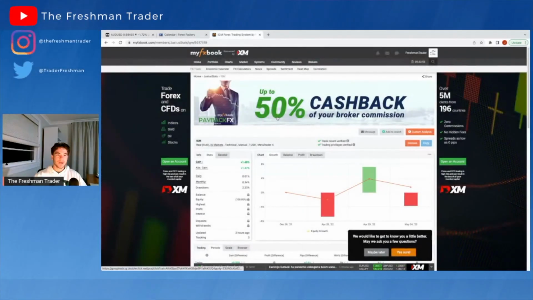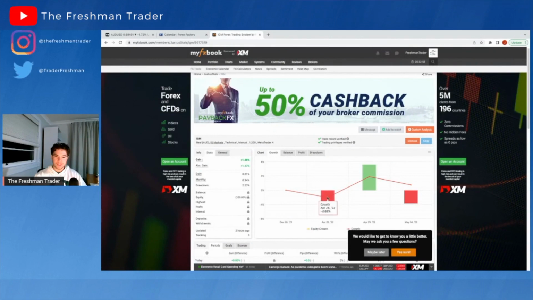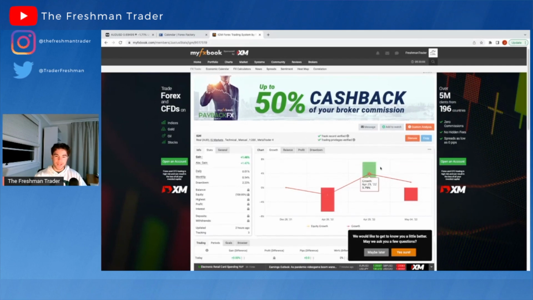I just wanted to show you guys my FX book because I think it's important to show you. I started on the 28th of April. I opened this account, and since then, nearly 2 weeks, I've taken about 3 trades. We're just up. And I think this highlights you don't have to trade all the time. You can take it slow.